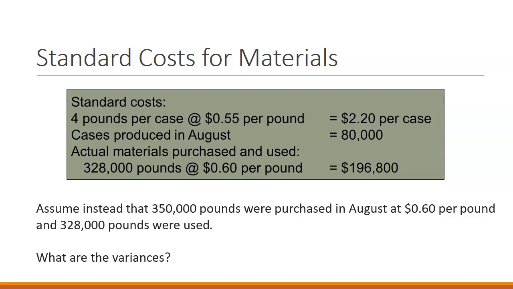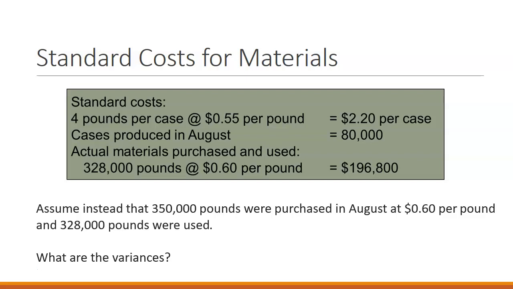So what happens if we had purchased 350,000 pounds at 60 cents per pound, but 328,000 pounds were used? So we purchased more than we used. So in that case, the price variance is the difference between the actual price and the standard price for the actual number of units purchased.